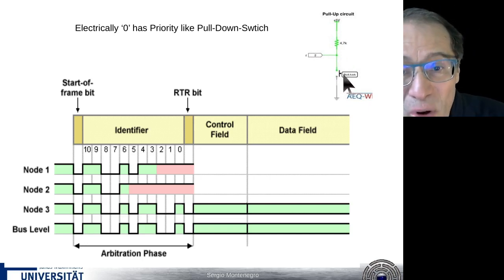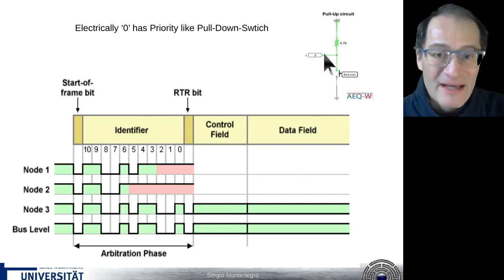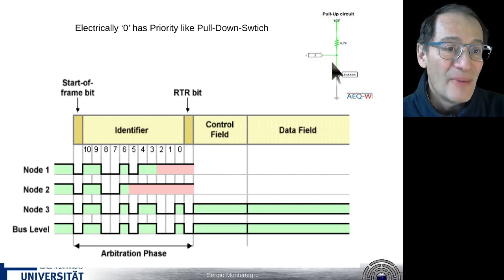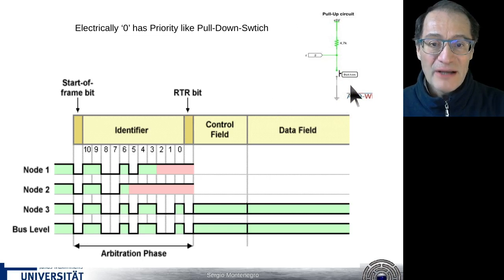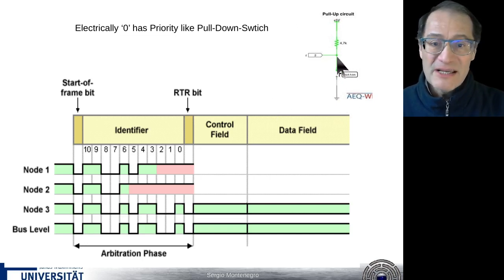If you let this open, then this resistor will slowly pull the voltage here to high, and then you will have a 1. So if you want to send a 1, just do nothing. It will be a 1. If you want to have a 0, then close the switch and it will go to 0.